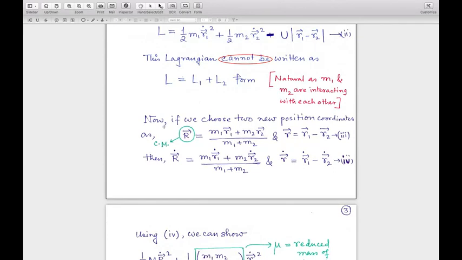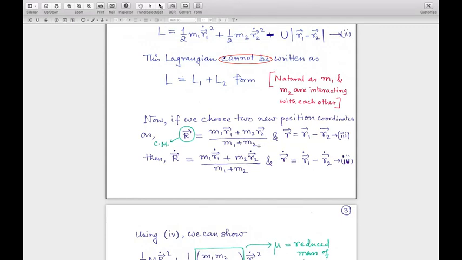Now there is a very interesting technique, a trick, by which we can do something useful so that we can finally write the Lagrangian as a sum of two Lagrangians. What is that? We choose two new position coordinates. One is capital R, which is known as the CM, center of mass, and that will be defined as the sum of m_i r_i. Here it will be simply m1 r1 plus m2 r2 divided by the total mass of the system, m1 plus m2.